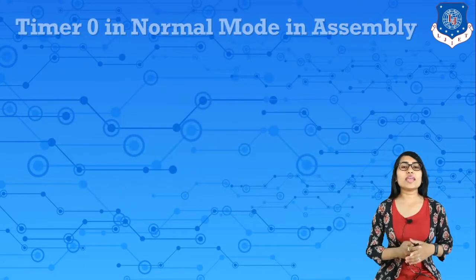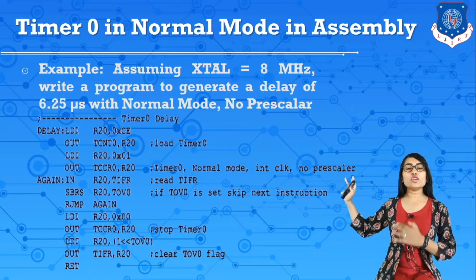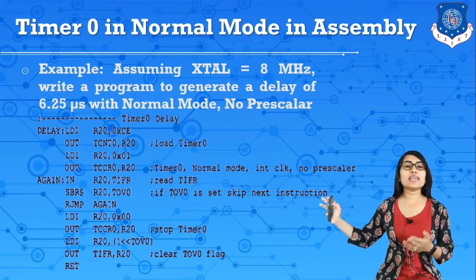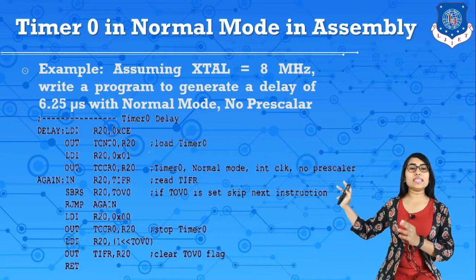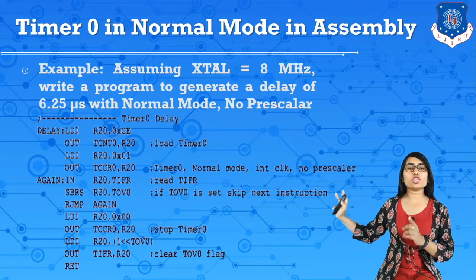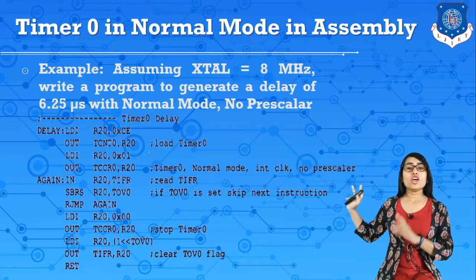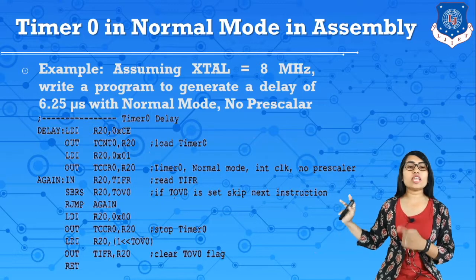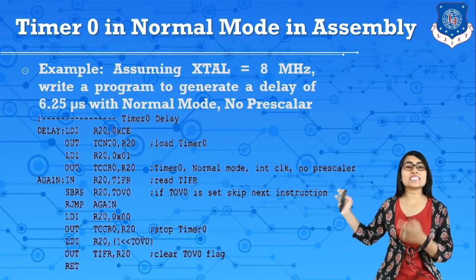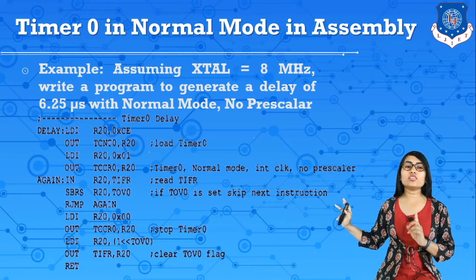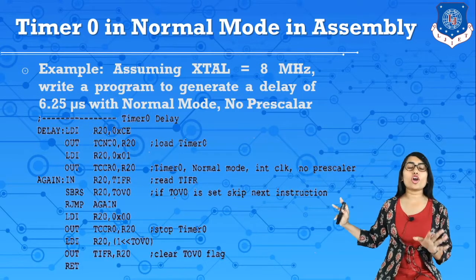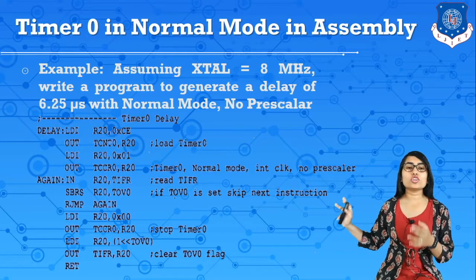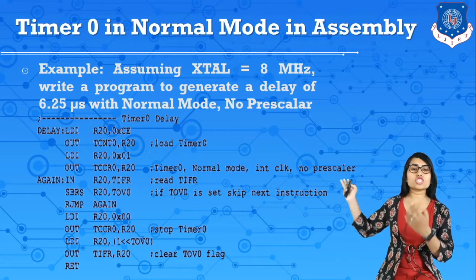So here we have a Timer 0 program in normal mode in assembly language. Assuming a clock frequency, write a program to generate a delay of 6.25 microseconds with normal mode and no prescaler. For 6.25 microseconds we calculate the value of TCNT0, which is CE, and we calculate the value of TCCR0 for normal mode, clock frequency and no prescaler. So the value of TCCR0 is 01.